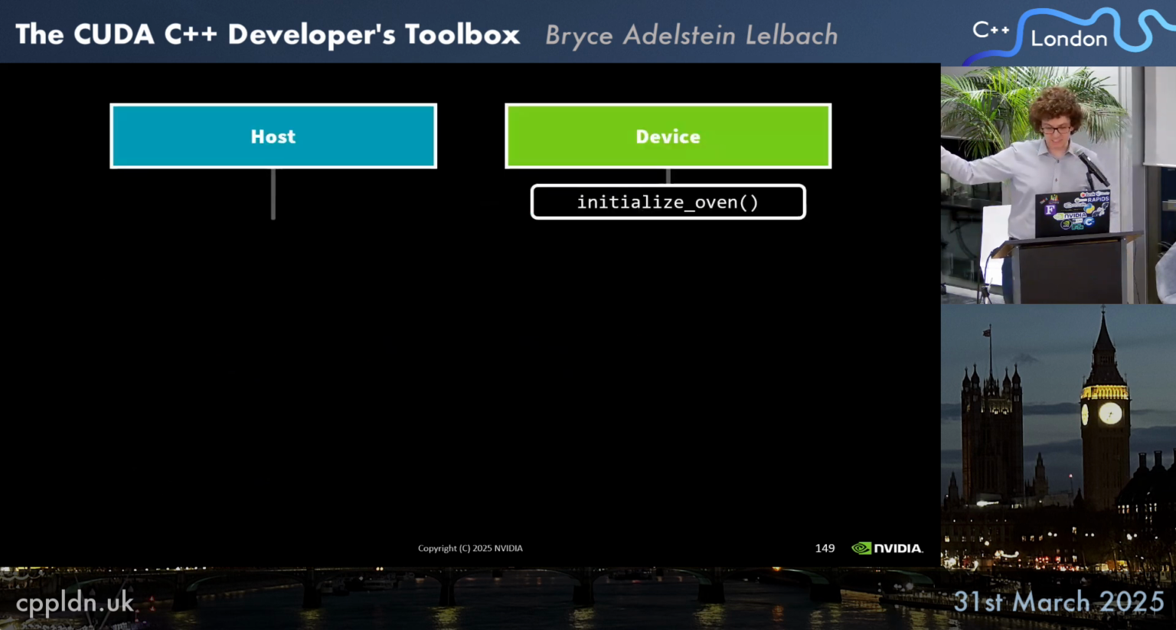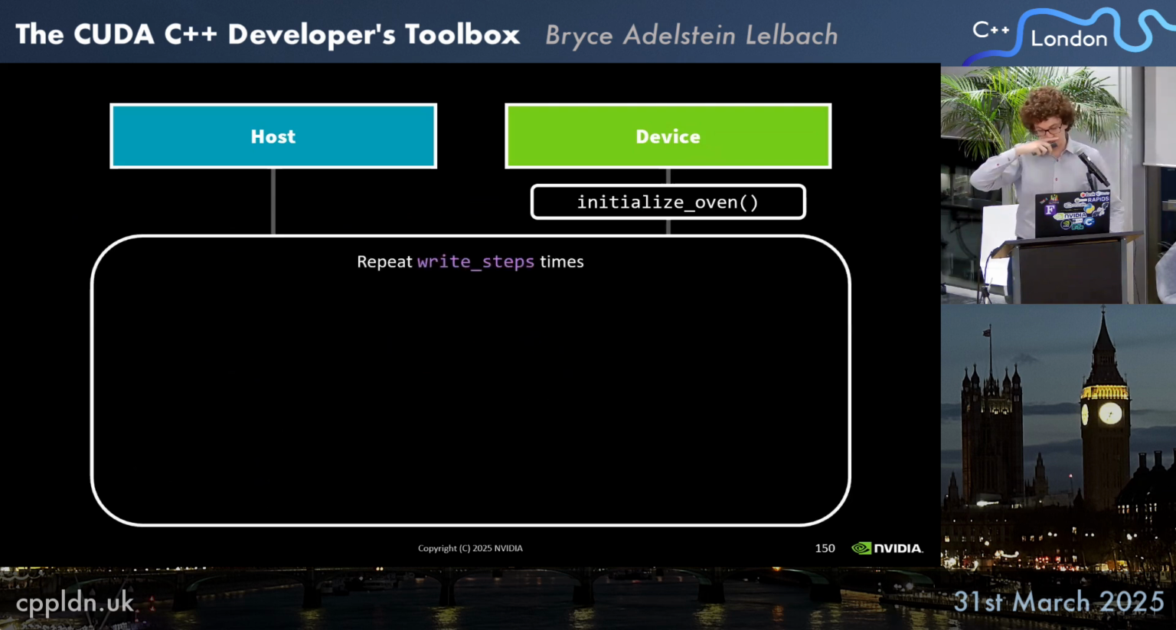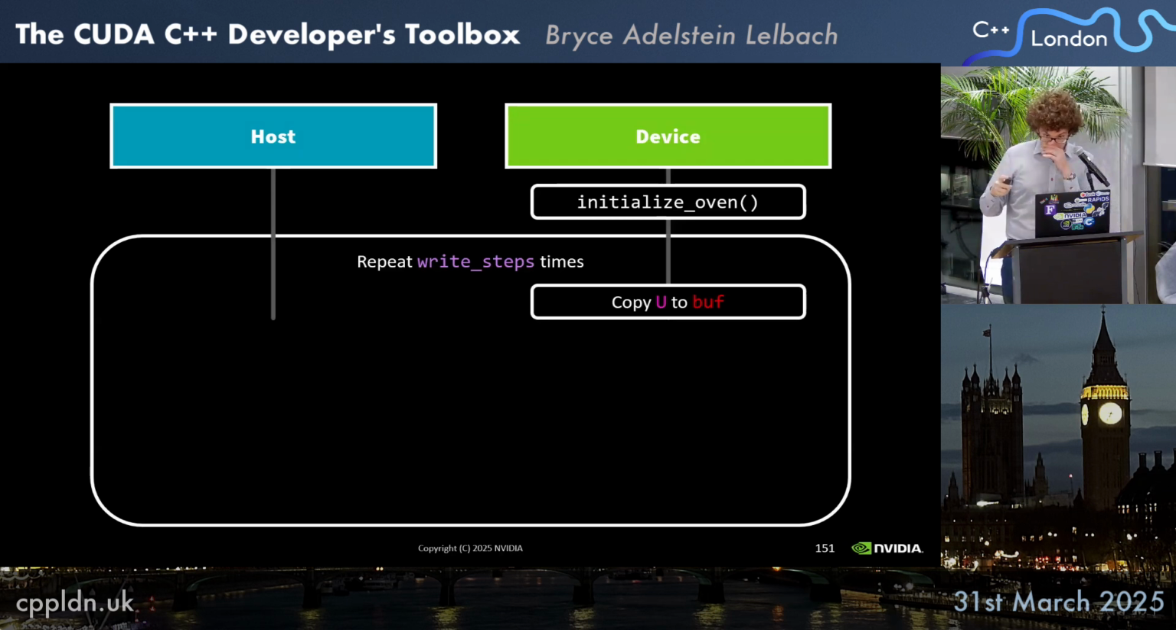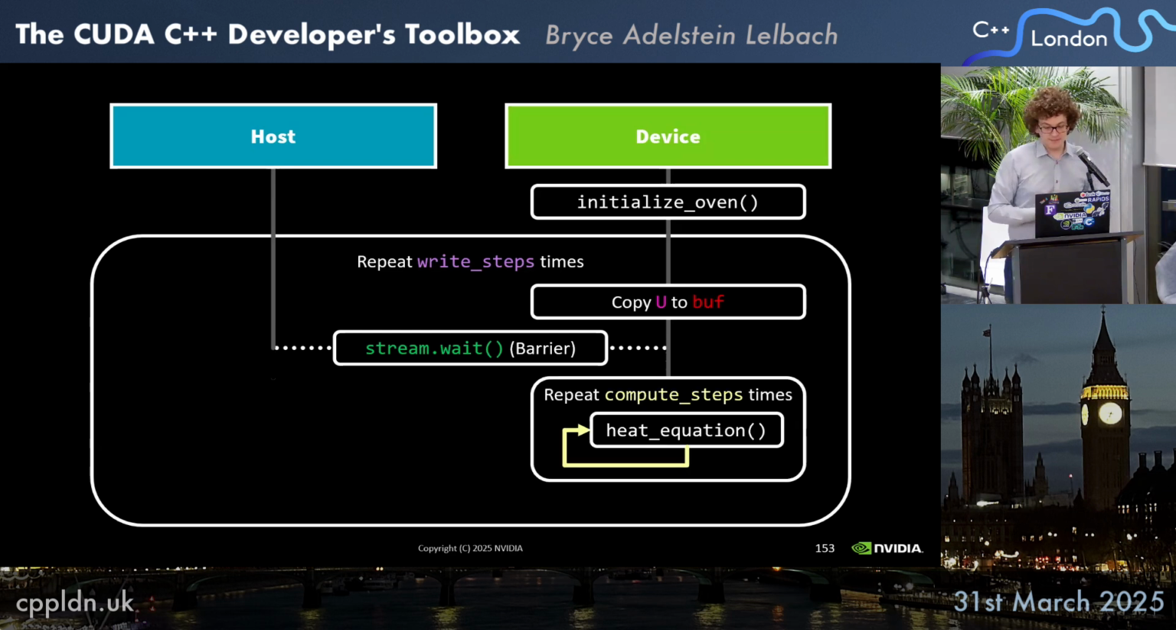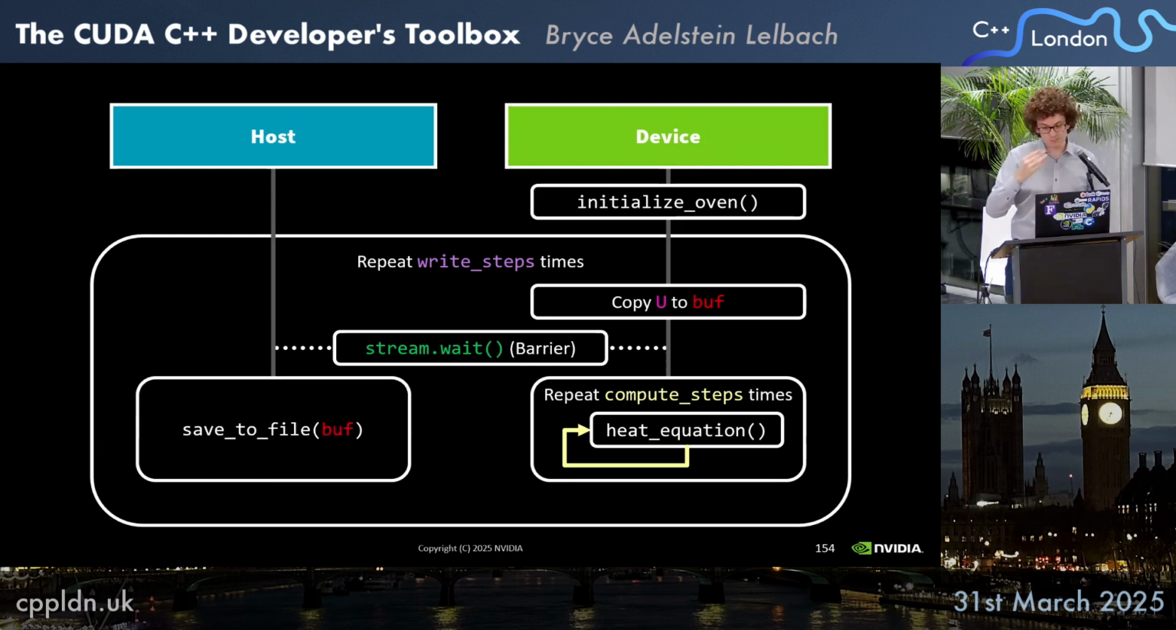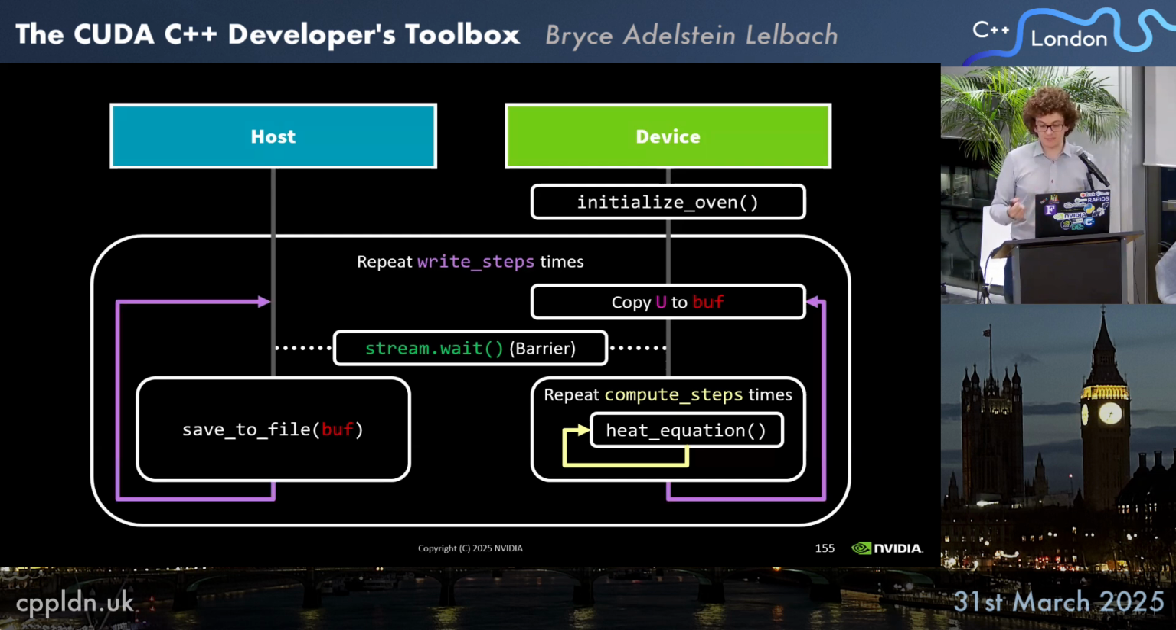So our code will first initialize the problem state asynchronously on the device, and then next we'll enter that outer write loop on the host. And then every write step, we start by copying U to buff. And then we immediately wait on the stream, ensuring that any previous compute and copy have completed before we continue. And then next, we asynchronously launch our heat equation solver compute steps times on our stream. And then on the host, we start outputting the staging buffer at the same time as those heat equation solves are happening on the GPU. And then we repeat this for every iteration of the outer write loop.